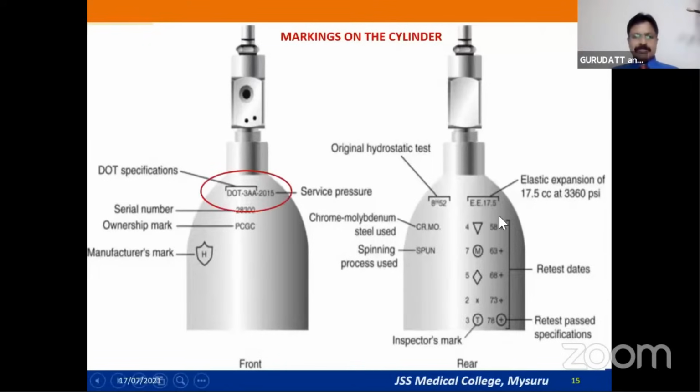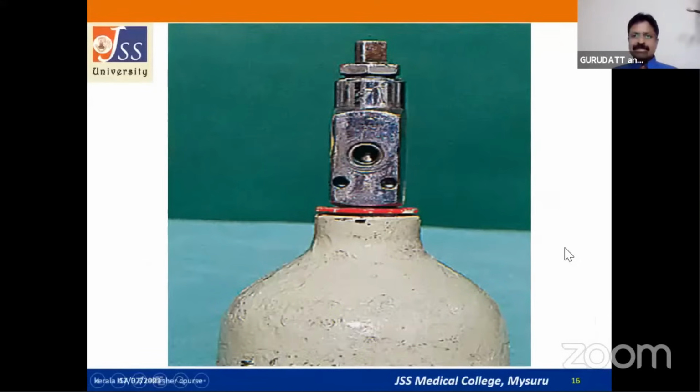That means this cylinder is fine and has good tensile strength. Now the next thing is, it is also written what the actual material is with which these cylinders are made, that is chrome molybdenum steel, which is used for the manufacturing of this cylinder.